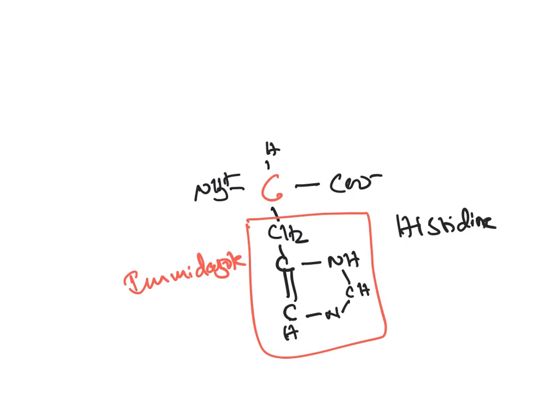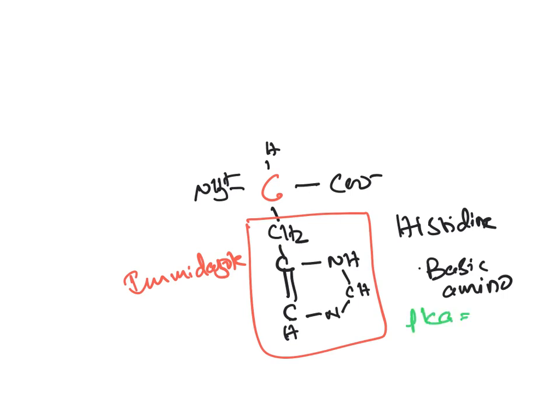Now as you can see, there is no positive charge mentioned here. Why is histidine a basic amino acid? We are studying histidine in the basic amino acid category, but you don't see any positive charge there. So no additional positive charge. That's the importance of histidine here. In order to understand that, we need to know the pKa of histidine.